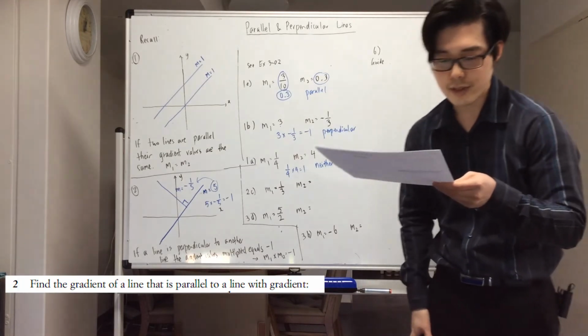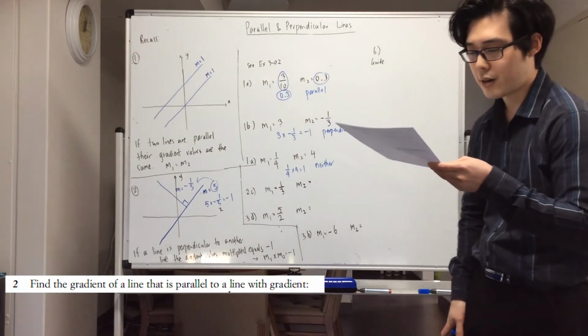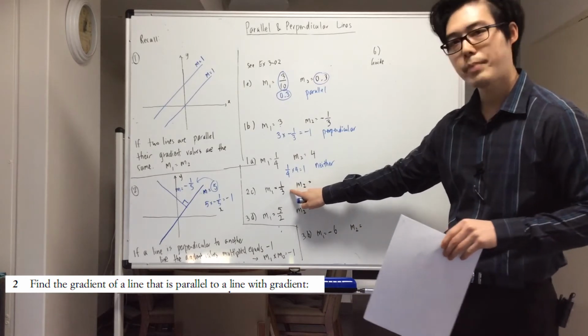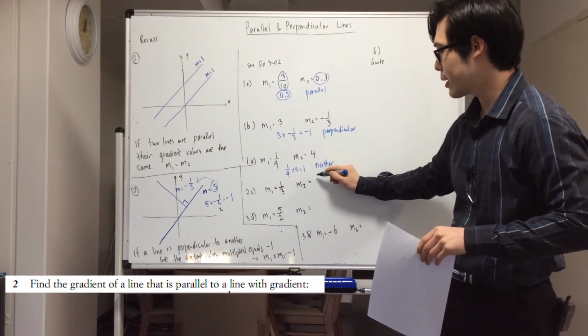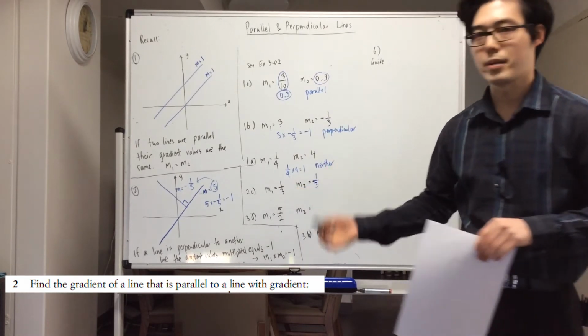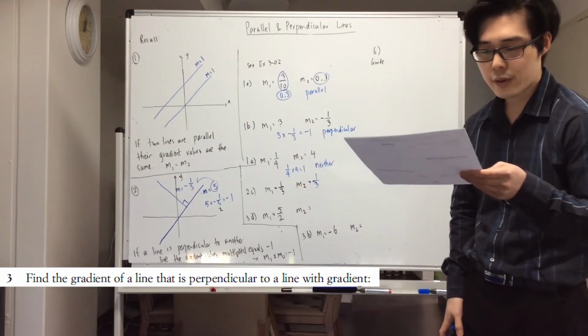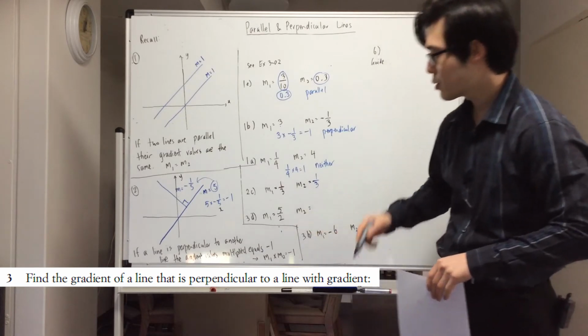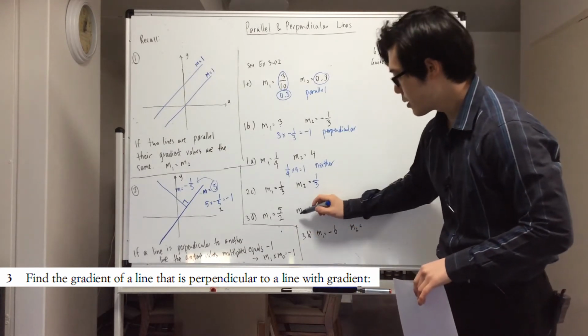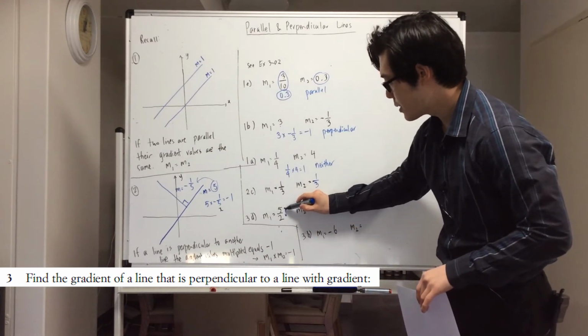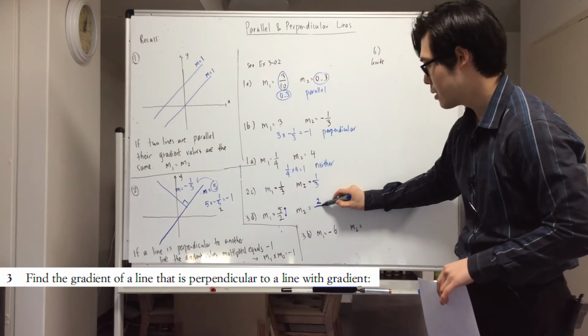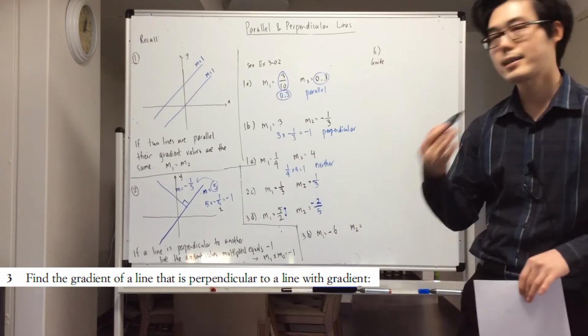So question 2, it says find the gradient of a line that is parallel to this. If it's parallel to that, that means the second gradient has to be exactly the same number, okay? But question 3, find the gradient of a line that's perpendicular to this. So to get the perpendicular number, here's the note. You reciprocate the fraction and then you put a minus in front. That's how you get the number.